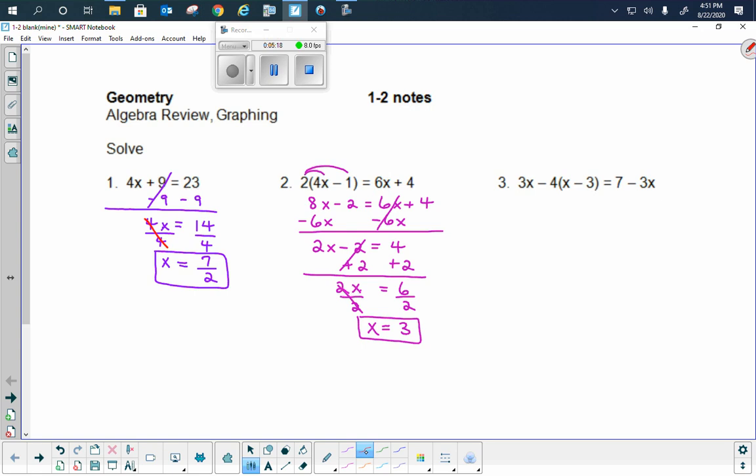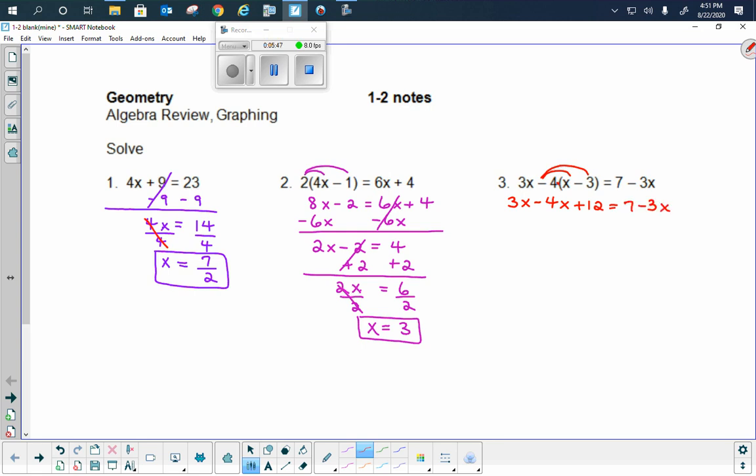All right, next one. Hopefully, order of operations, the first thing you see is a multiplication here, with that parenthesis. So you really should be distributing the -4 to both of those first. Remember, everything else just gets copied in front of it. So 3x, -4 times x is -4x. -4 times -3 is +12 equals 7 minus 3x.